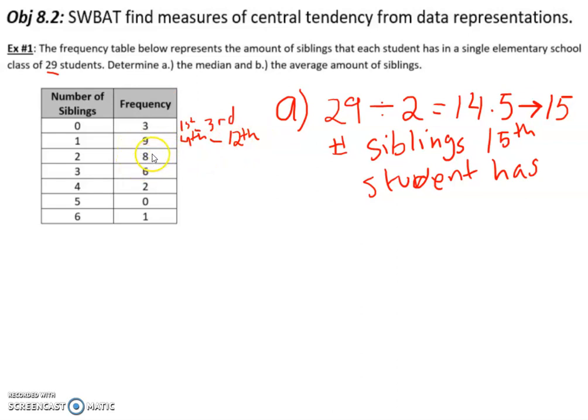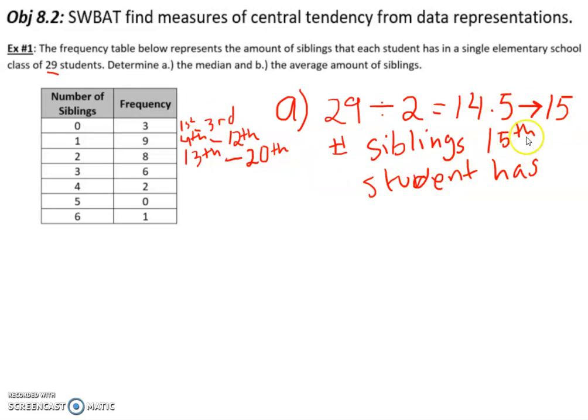Next, we have the students in this class who have exactly 2 siblings. There are 8 of them, and we left off at 12. So that's going to include our 13th through 12 plus 8 more is 20th. So the students who have exactly 2 siblings in this class will be the 13th through 20th students in order.